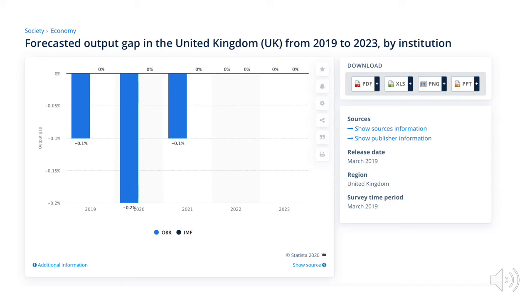Some statistics here from Statista, estimates and forecasts of the UK output gap. Obviously, at this moment in time, what we've seen over the past few weeks probably makes all of this redundant, but you can see that statisticians and economists have the job of trying to estimate what the level of the output gap is. So this figure for 2020, minus 0.2%, that's 0.2% below the trend rate of growth.